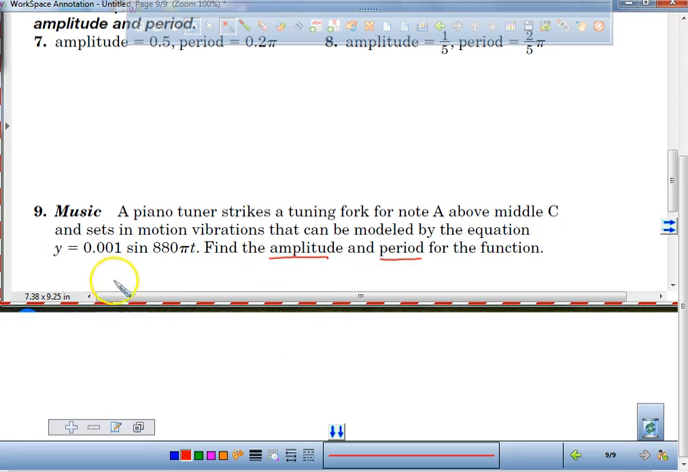Well, the amplitude's pretty easy. Which one's got to be our amplitude? 0.001, right? So I'm going to put 0.001, which is the same as writing 1 over 1,000. This right here, everybody, this is our amplitude.